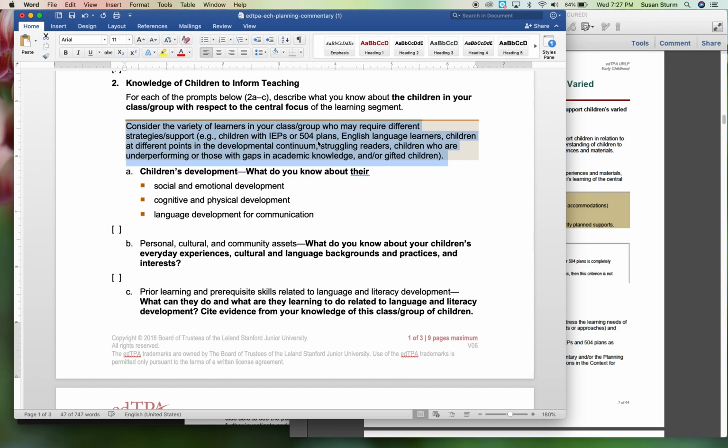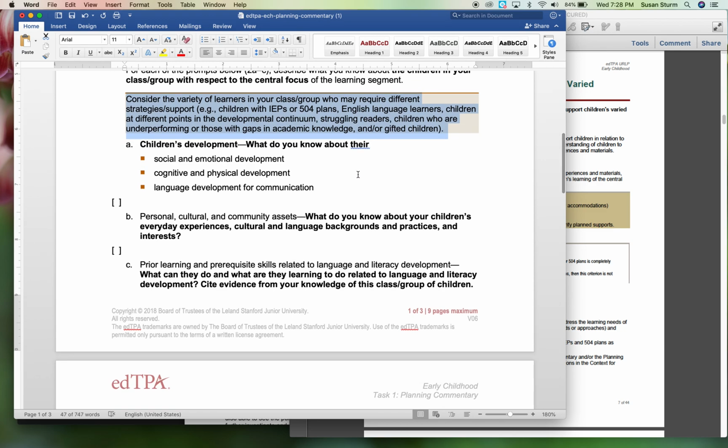And then any English language learners that you put in your context for learning, any children at the different points of the developmental continuum, struggling readers, underperforming children, gifted children, anyone you put in your context for learning needs to be addressed in this question.